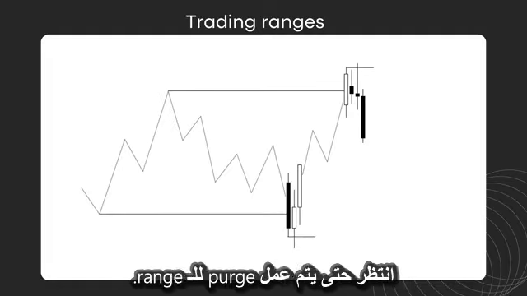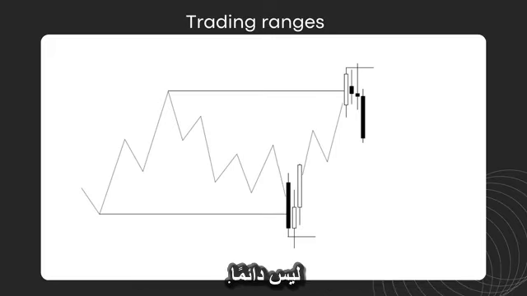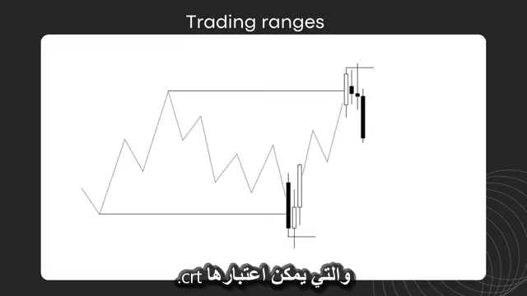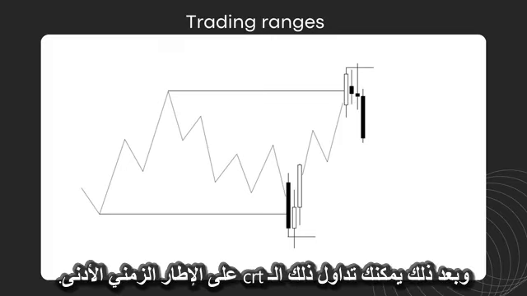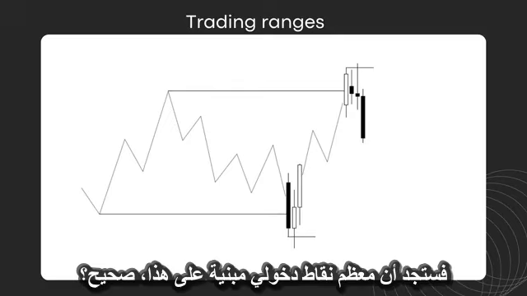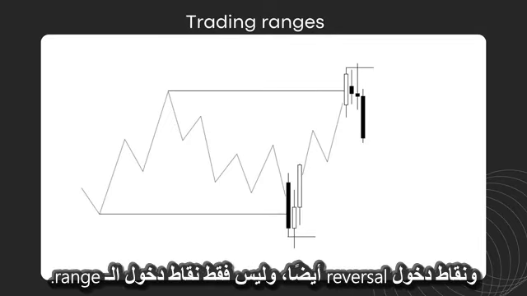Now it's pretty simple. Wait for the range to be purged at a key time, and once that's done, not always, but oftentimes there's going to be a big candle which could be treated as a CRT, and then you can trade that CRT on the lower time frame. If you reverse engineer my trades, you'll find that most of my entries are based on this. I use it for continuation and reversal entries too, not just range entries.